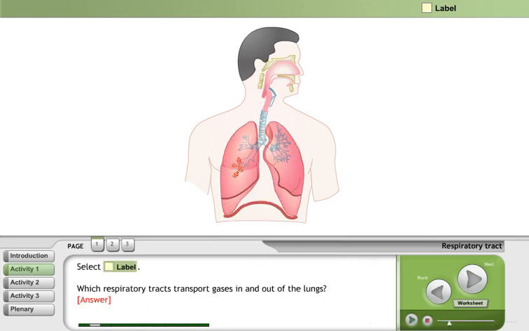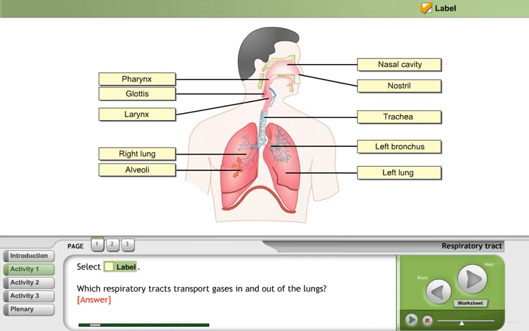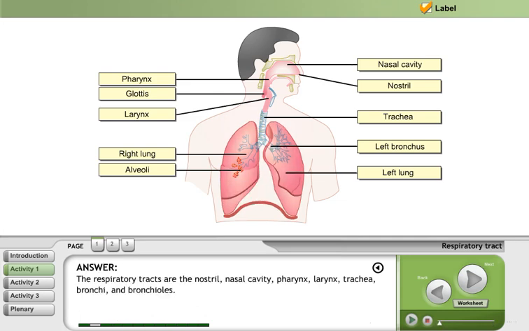Select label. Which respiratory tract transports gases in and out of the lungs? Answer: the respiratory tracts are the nostril, nasal cavity, pharynx, larynx, trachea, bronchi, and bronchioles.